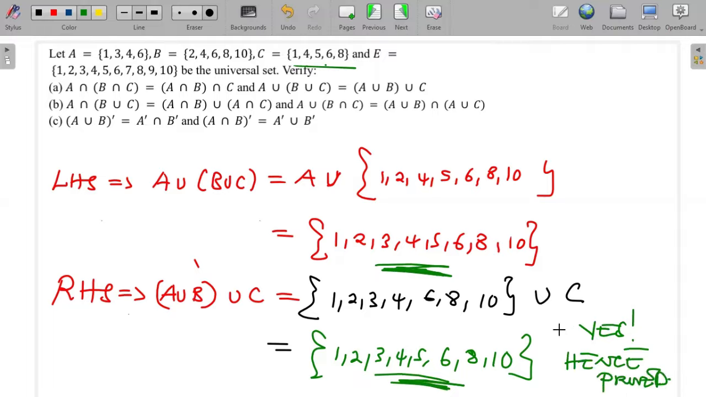Okay, so that's how we can prove the associative laws. And then the other ones on B there, that's what we call the distributive. So how do you identify the distributive laws?